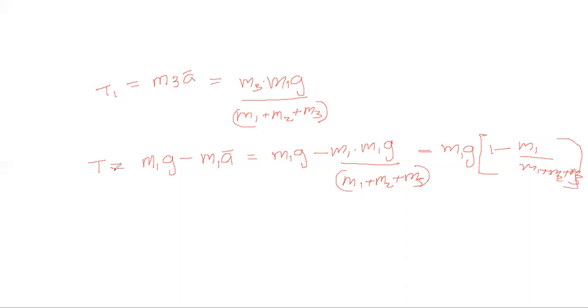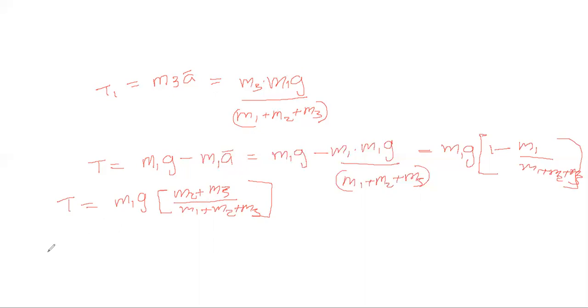So we can rewrite it as tension T is equal to m1g times m2 plus m3 divided by m1 plus m2 plus m3. That is the expression for T.